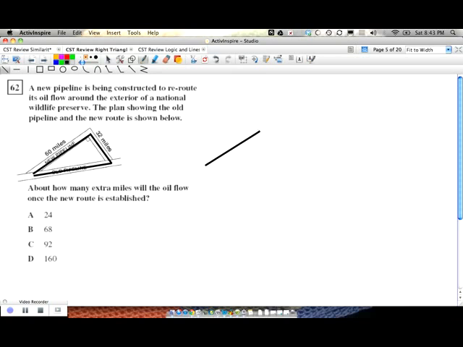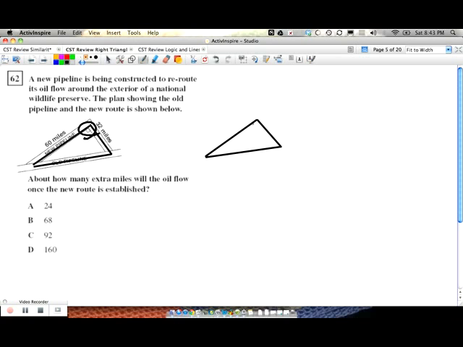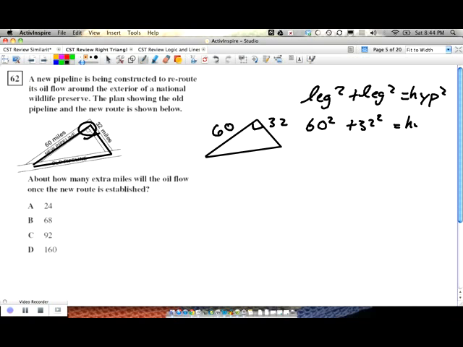So if I were to redraw that, it looks like about this. Here, here, here. And I know it's a right triangle. How do I know that? It's got this 90-degree angle in the corner. So I can do right triangle stuff with it. So that's 60 and 32. I would like to figure out what this third side is. Well, that third side is going to fit that Pythagorean theorem relationship. So leg squared plus leg squared equals hypotenuse squared. Okay, so the legs are 32 and 60, so 60 squared plus 32 squared equals a hypotenuse squared.